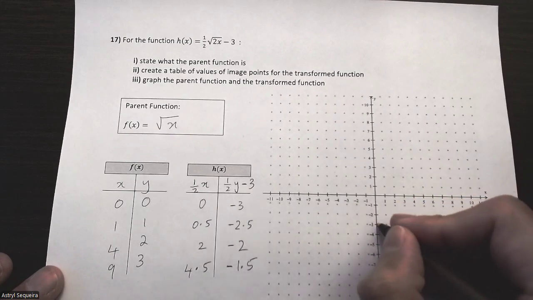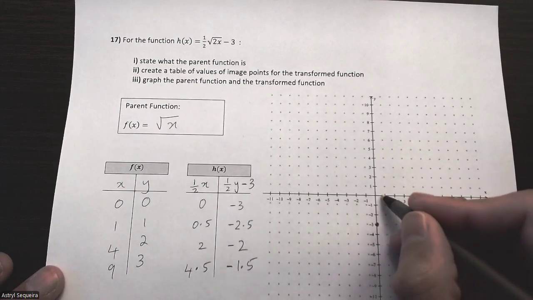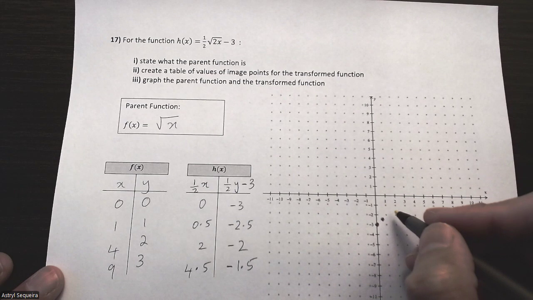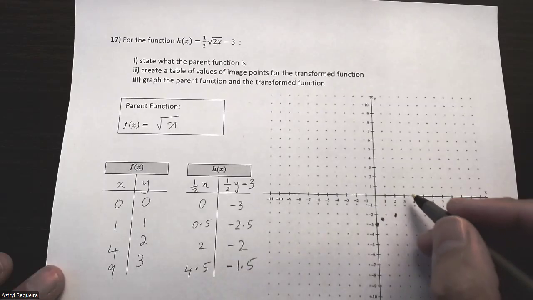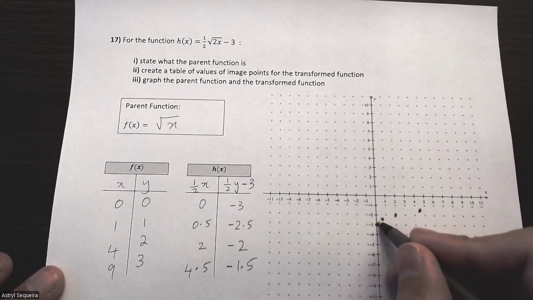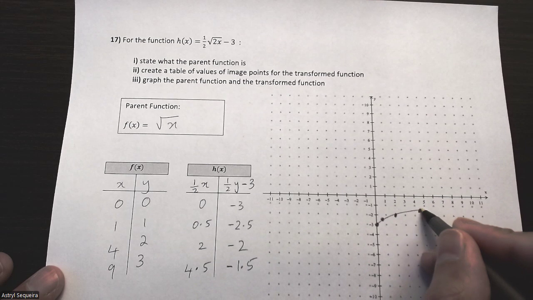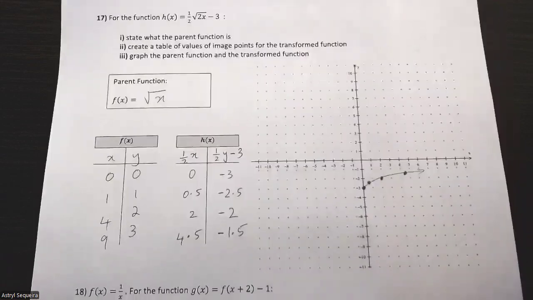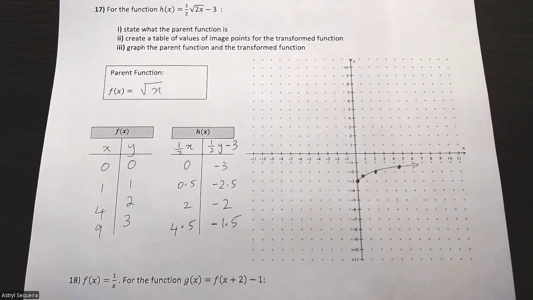0 and -3, 0.5 and -2.5, 2 and -2, 4.5 and -1.5. So those are my 4 points over there. Sketch it out, put an arrow at the end, and that is my graph in this second one.